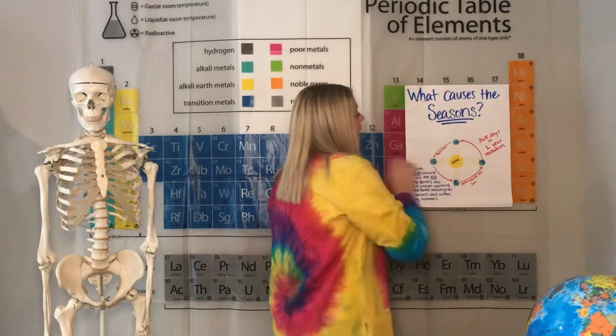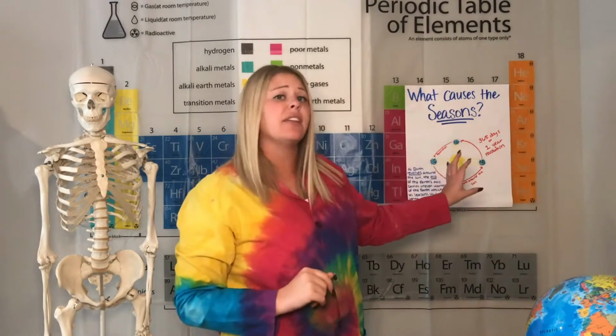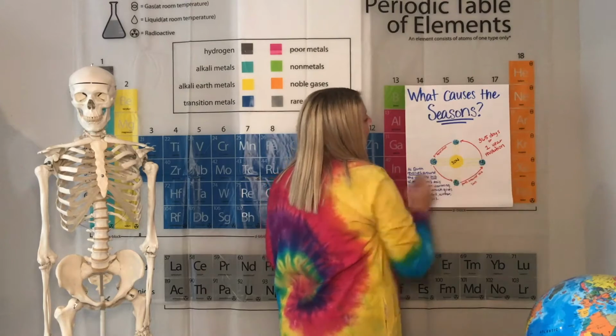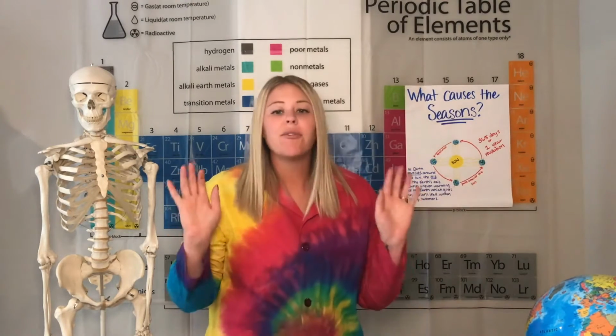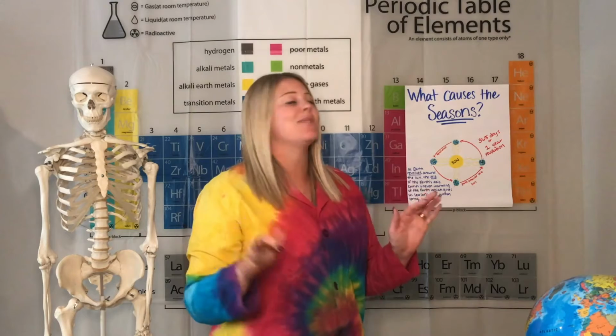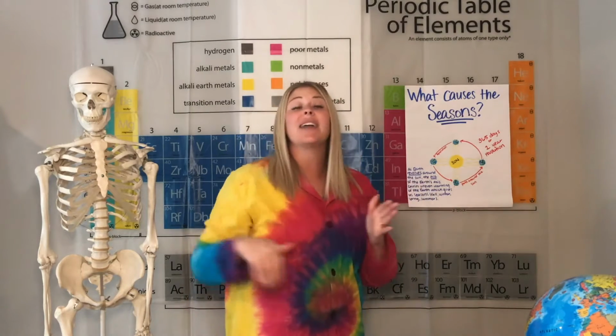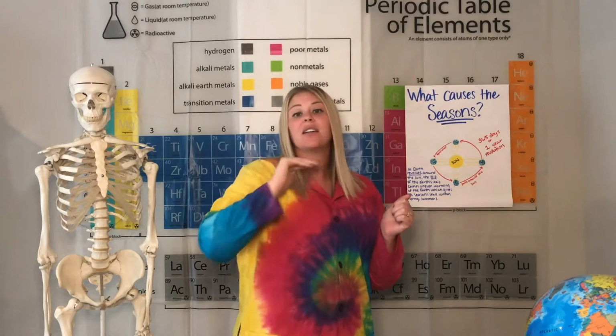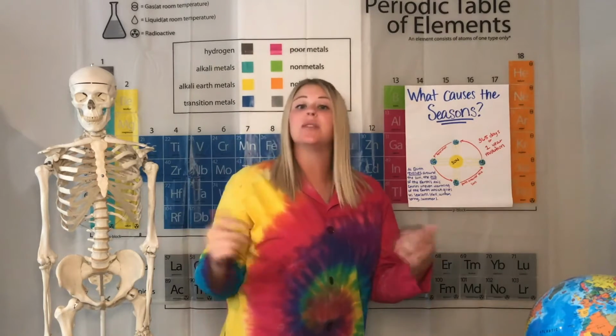Now, if you look at this picture really carefully, you'll notice that I've drawn in the axis on all four Earths. No, there are not four Earths circling the sun at the same time, but this is to show you a time lapse of what the Earth looks like, where it's at during different times of the year.